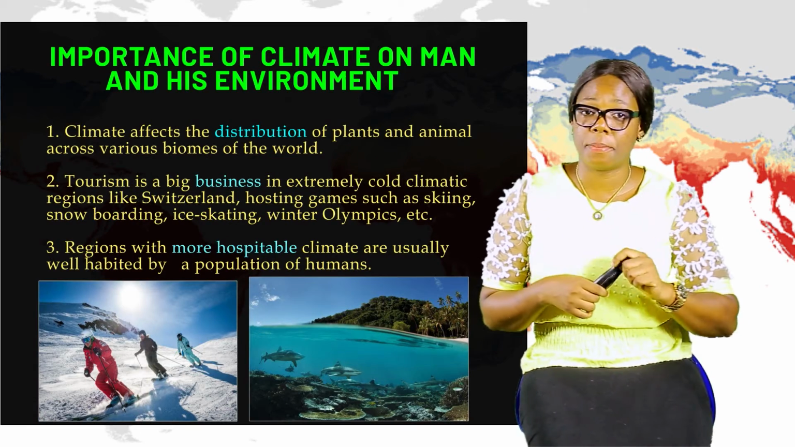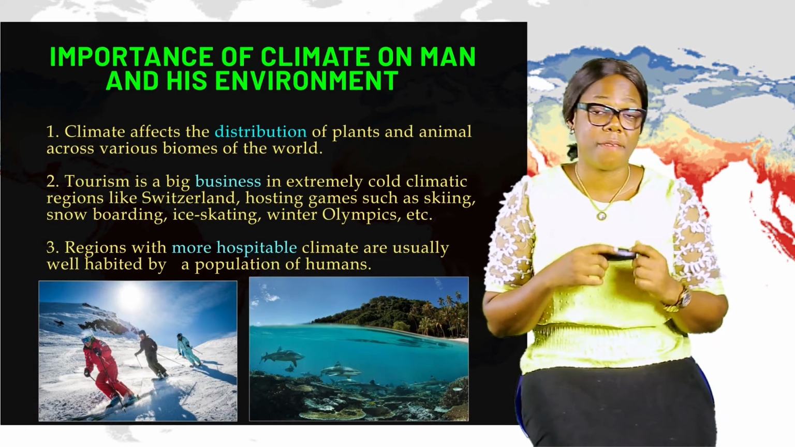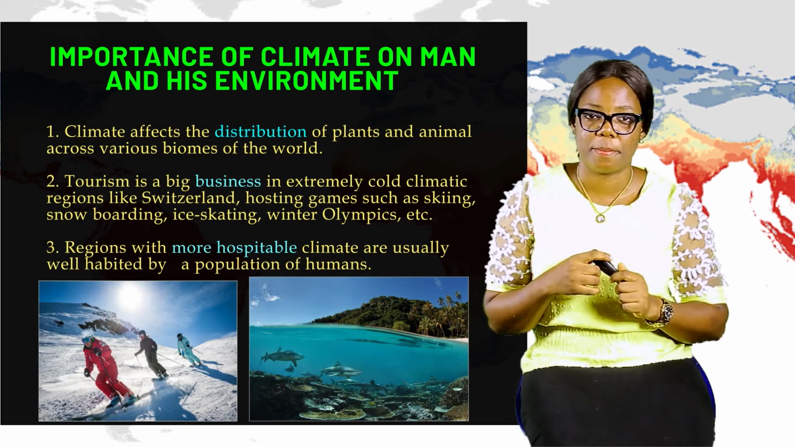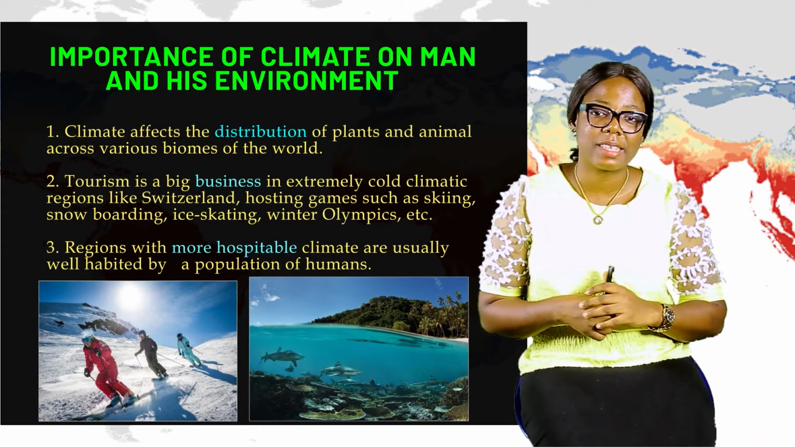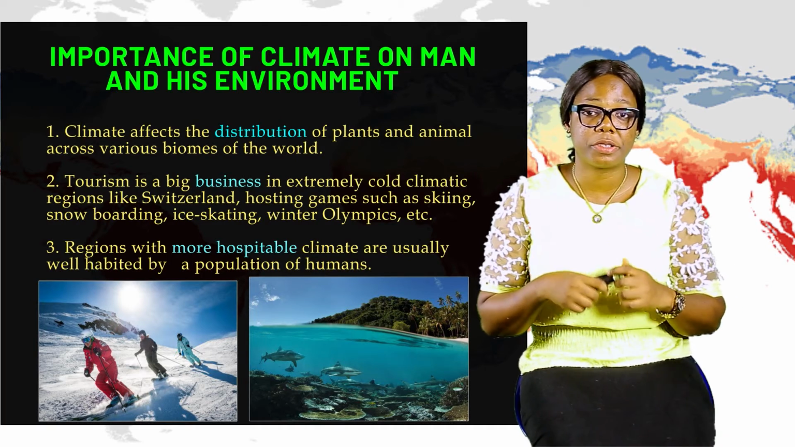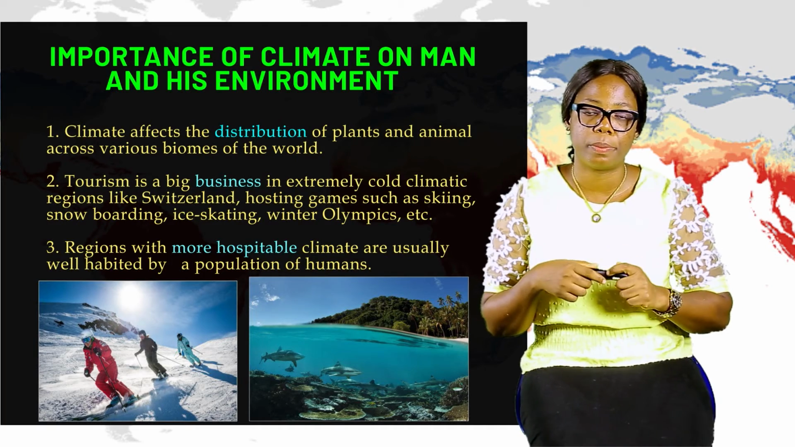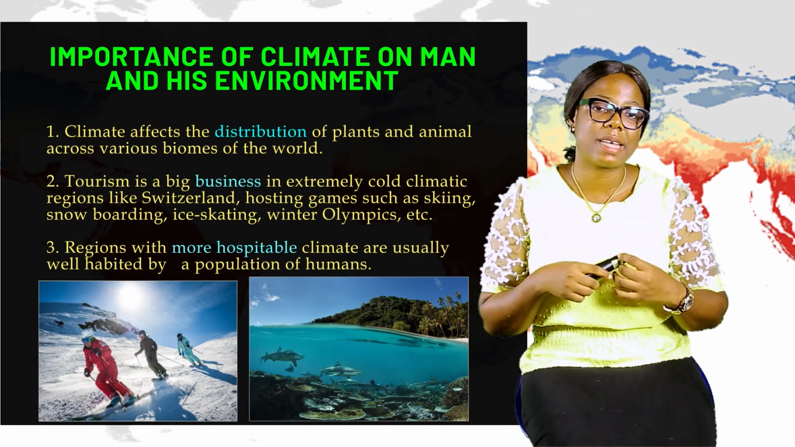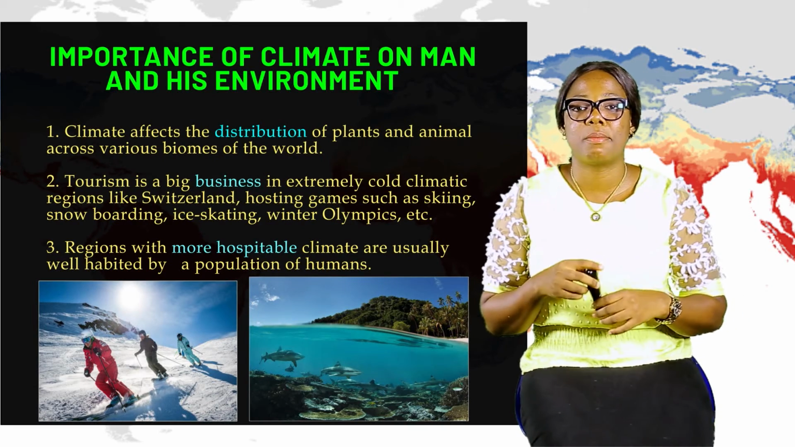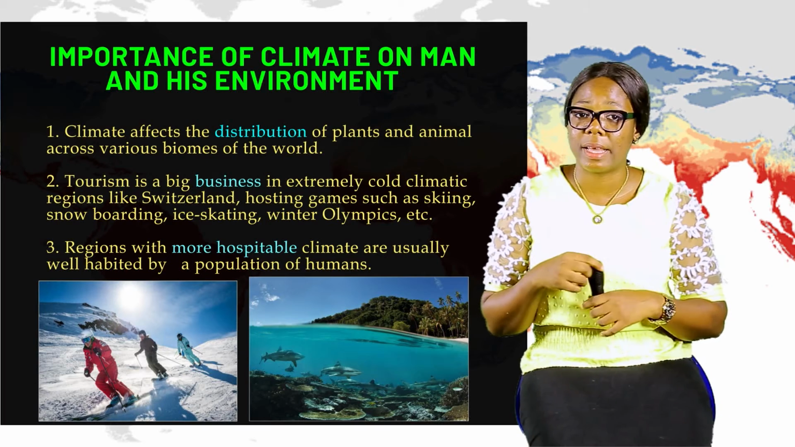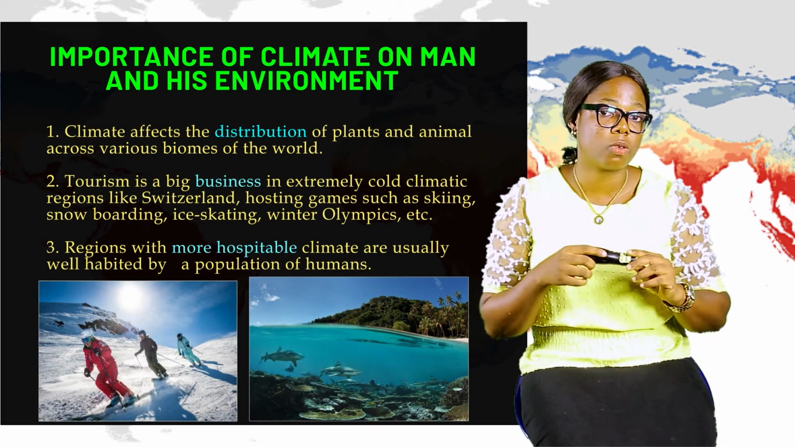The climate is important to man and his environment in so many ways. Let's take a look at a few of them. Climate affects the distribution of plants and animals across various ecosystems of the world. The climatic condition of an area can determine the type of plant and animal that can be found in that location. For example, polar bears are found in the north and south poles.